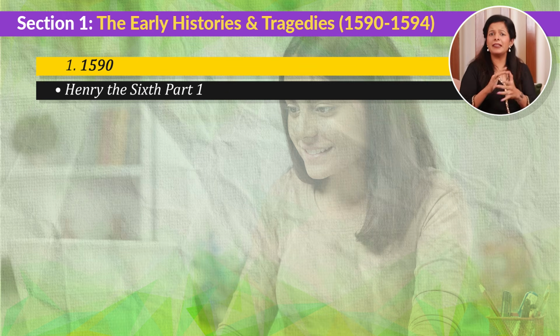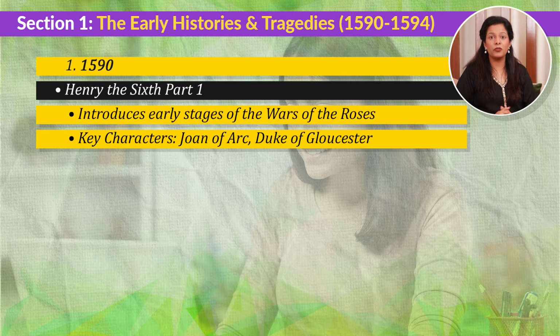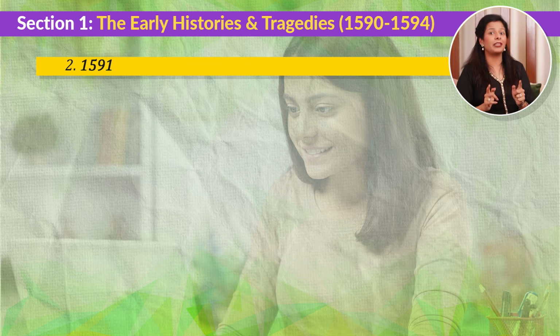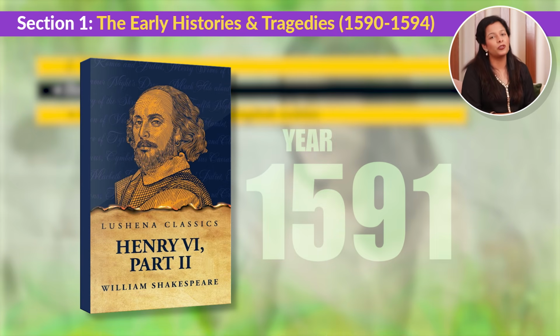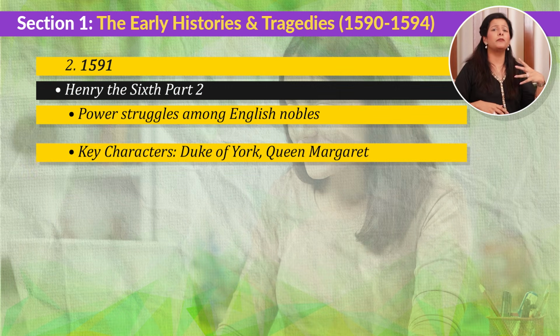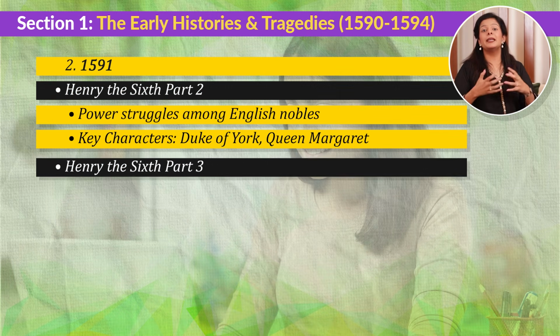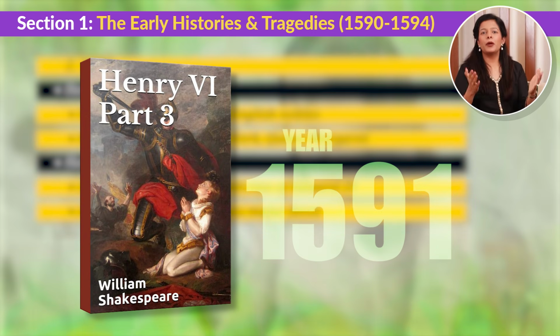Firstly, in 1590, Shakespeare wrote Henry VI Part 1. This play introduces the early stages of the Wars of the Roses. The key characters are Joan of Arc and the Duke of Gloucester. In 1591, there are 2 plays, the 2 parts of Henry VI. Henry VI Part 2 shows increasing power struggles among English nobles, with figures like the Duke of York and Queen Margaret at the center. And Henry VI Part 3 continues the conflict, introducing the rise of Edward IV and Richard III.